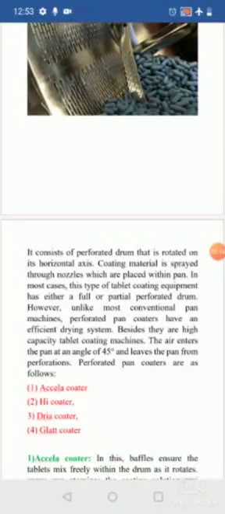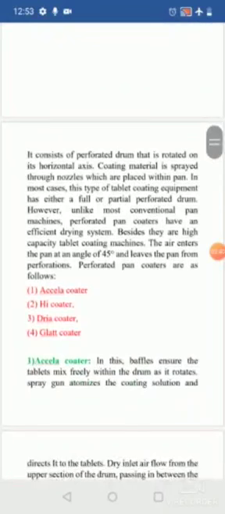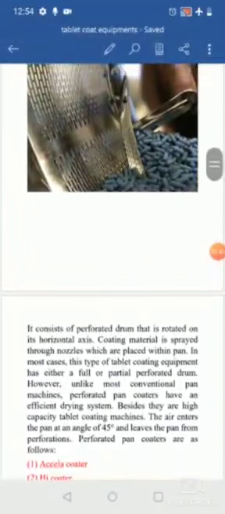Here the air enters at an angle of 45 degrees, and it leaves through the pores or perforations. Again, these perforated pan coaters are of four types: one is the Accela coater, one is the Hi-Coater, one is the Dria coater, and one is the Glatt coater. Coming to the Accela coater, here you can see that along with the perforations it has baffles.